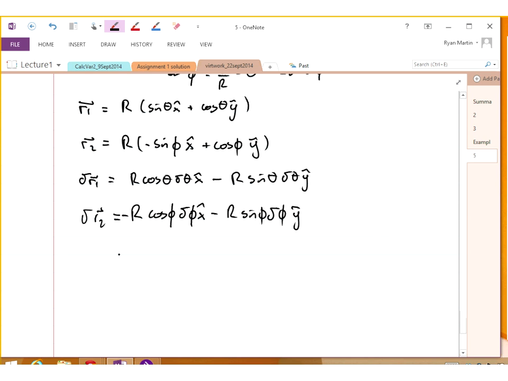And now delta phi, remember, is minus delta theta. So delta R2, if we write it in terms of our generalized coordinate delta theta, is R cos phi delta theta x hat plus R sine phi delta theta y hat.